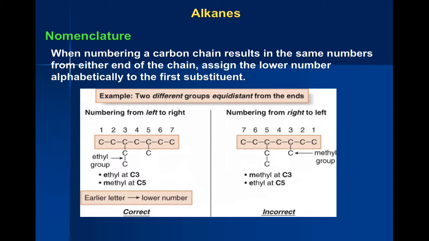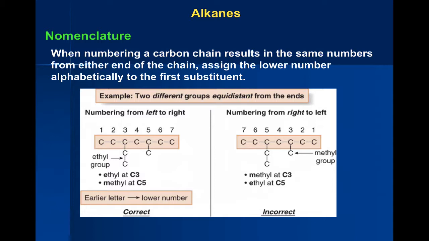When numbering a carbon chain results in the same numbers from either end, assign the lower number alphabetically to the first substituent. So it doesn't matter if I number from left to right or right to left, I get the same numbers. Now you look at the alphabet. Okay? Notice here, 1, 2, 3, 4, 5, 6, 7. 1, 2, 3, 4, 5, 6, 7. Both substituents are on 3 and 5, no matter which way I number, right? But I think you all will agree that ethyl comes before methyl in the alphabet. So we're going to number from left to right here because that gives the ethyl group the lowest number and not the methyl group.